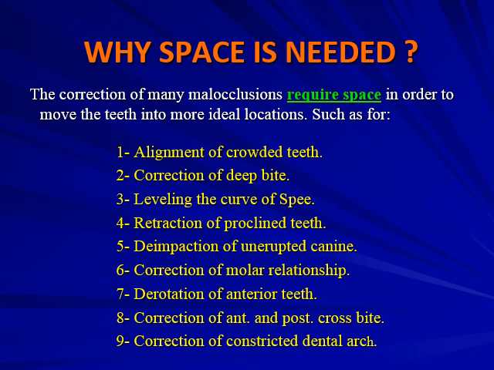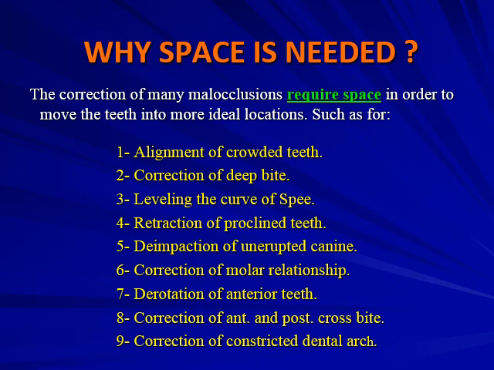In some cases, patients come with proclined or protruded upper teeth, or upper and lower teeth, and the patient complains from the protrusion and having a bad profile. To retract these teeth, we need space. Another condition, when a canine becomes impacted. An impacted canine, we need to pull it back in the arch, in its place, and it requires space.